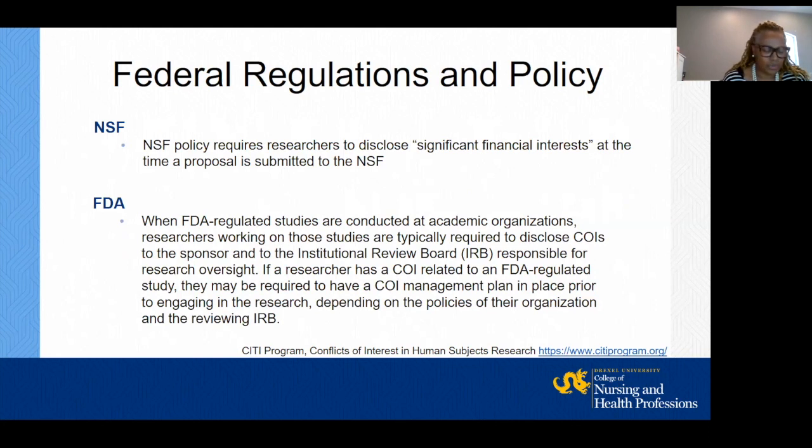NSF. Like I said, they came in about a year or so after the PHS with their regulation changes, and also say at the time of proposal submission. FDA. I was reading this earlier with FDA. They're a little bit more lax, but they do require disclosure to the sponsor and to the IRB. That's not always as easy to identify.